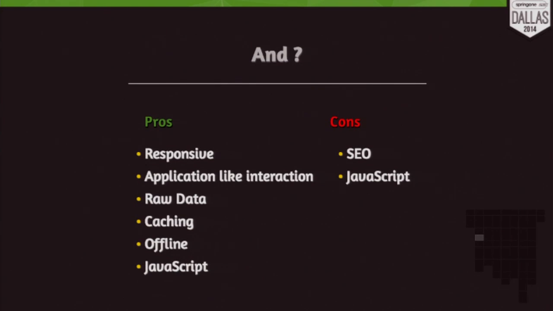The pros around the single-page app are about having a responsive UI and being able to do a real desktop-like application. You only work with raw data. You are not sending HTML anymore. You are really sending only the data afterwards. You are able to cache and work offline, and you can use one of the best languages, JavaScript.